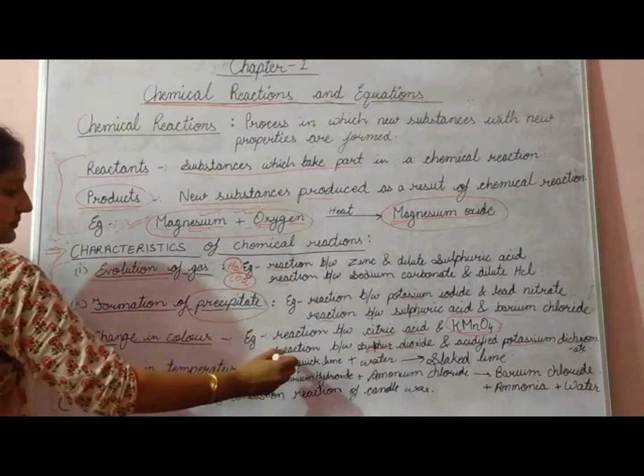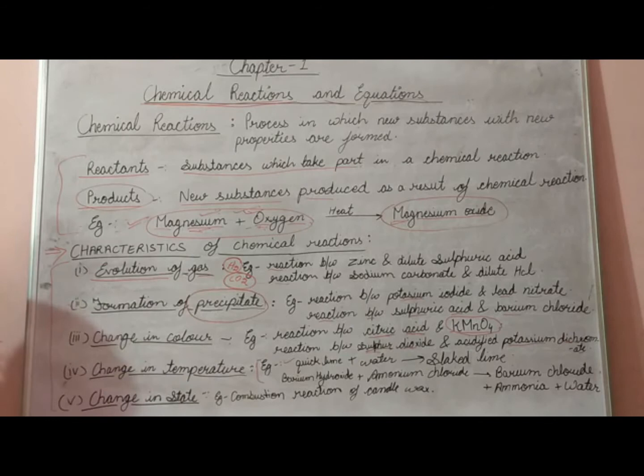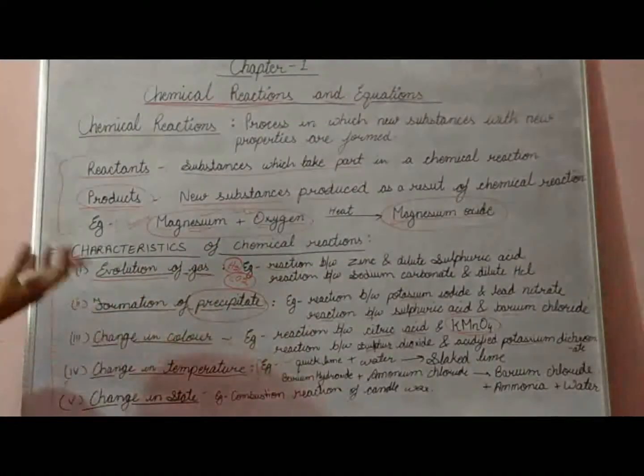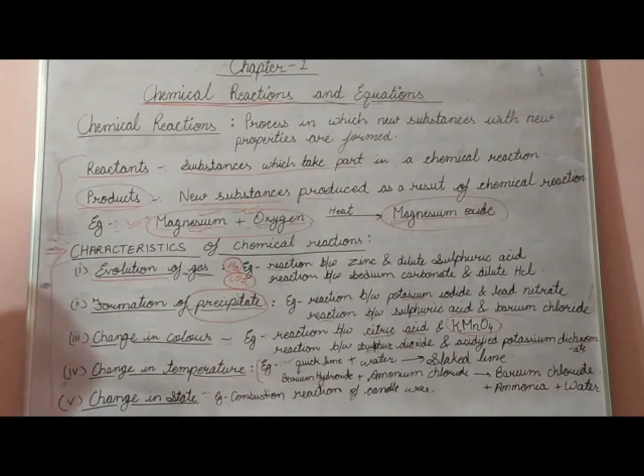The very first example is of an exothermic reaction. When you react quicklime with water, it will form slaked lime. On the formation of slaked lime, some amount of heat is evolved. That means if you touch the test tube, the temperature of the test tube will have risen. So that indicates that during this reaction, some amount of heat is evolved.